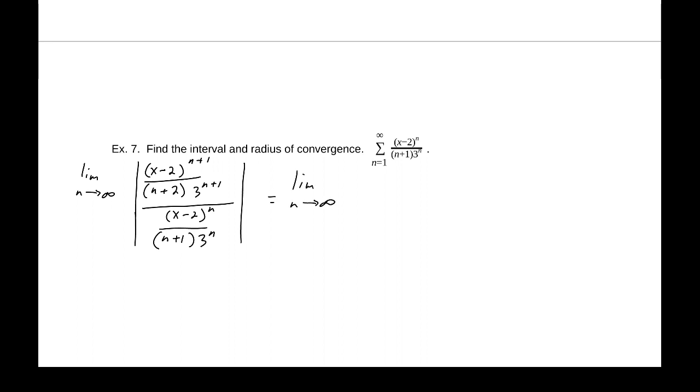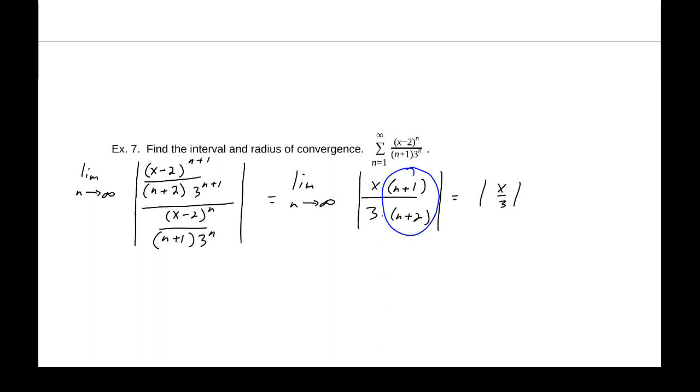Okay, so in that limit, several things are going to cancel out. We're going to have a 3 to the n and a 3 to the n plus 1, so we'll have a 3 in the denominator. We will have an n plus 1 in the numerator and an n plus 2 in the denominator. And we have just an x term here. Now, because x is, for all intents and purposes, a fixed value, the limit of these two terms is 1. So the limit overall is x over 3.